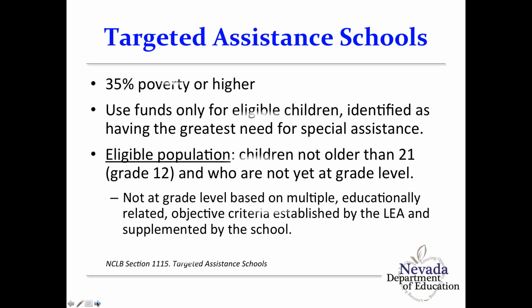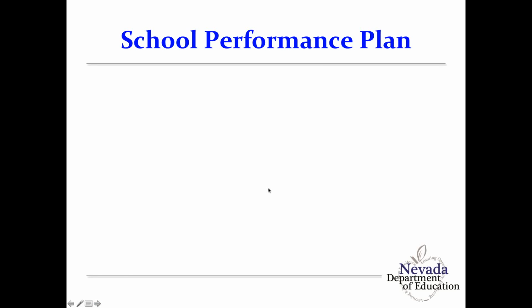Targeted assistance schools is 35% poverty or higher. Use funds only for eligible students identified as having the greatest need for special assistance. The eligible population: children not older than 21 or grade 12 and who are not yet at grade level. Not at grade level based on multiple educational related objective criteria established by the LEA and supplemented by the school. That's just a straight definition of targeted assistance. Questions? Do we have any questions on that?